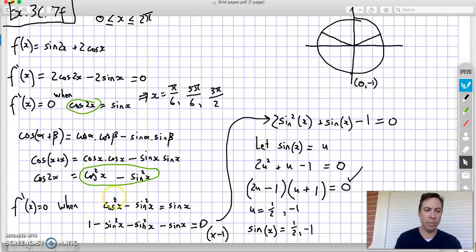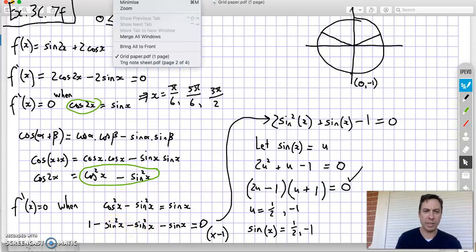Just one more word about the trig identities. This whole process for us was quite long-winded, partly because I'm doing extra explanations as we go, but there is an identity that says cos of 2x would equal 1 minus 2 sine squared x. That's something you could look up.